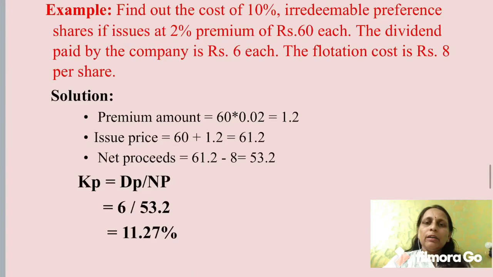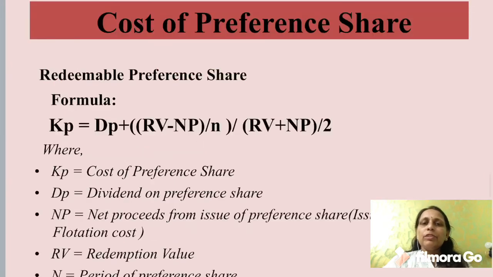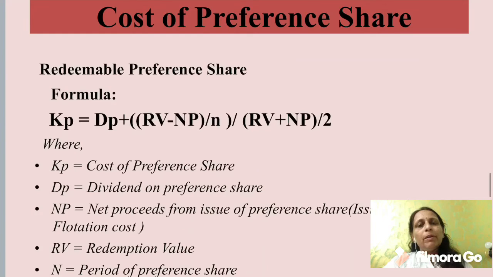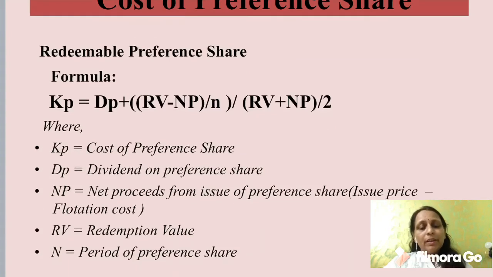Let us proceed to our next type of preference share, which is redeemable preference share. Now, redeemable preference share will be redeemed after a fixed tenure. So, we have to take into consideration the redemption value also, because the company has the option to redeem preference share at discount, at premium, or at par. At par means on its face value. Depending upon that, the cost of preference share will also differ, right? Because if the company is issuing at premium and redeeming at discount, then the cost of preference share will be very less, because this is a favorable proposition for the company.